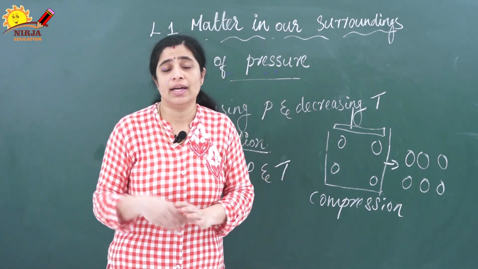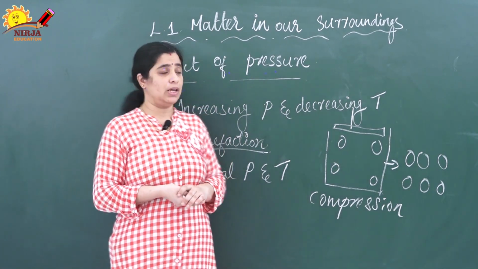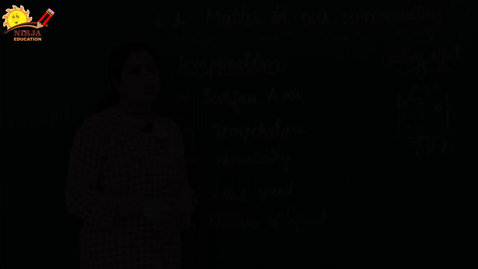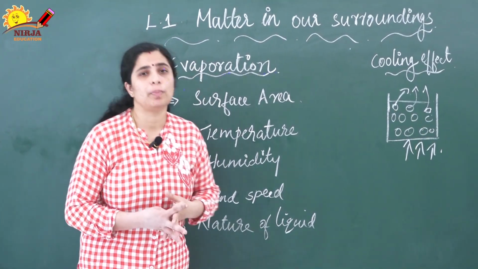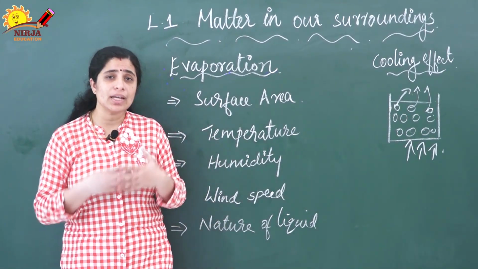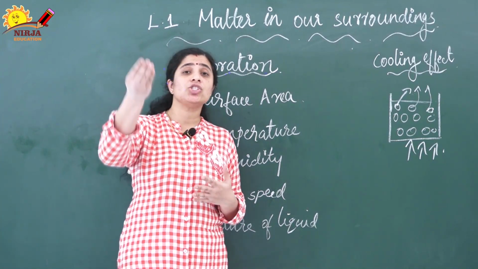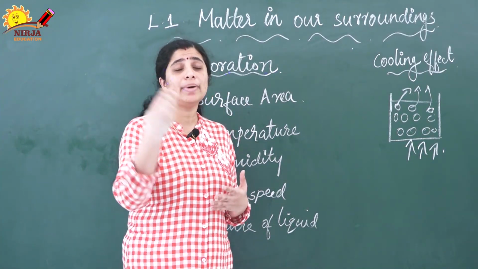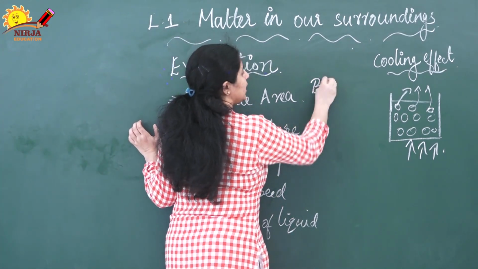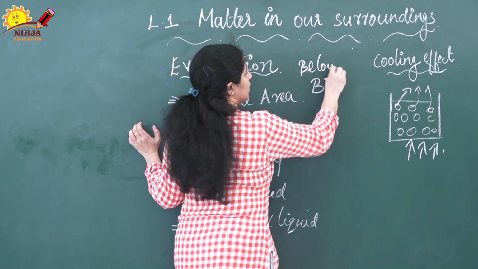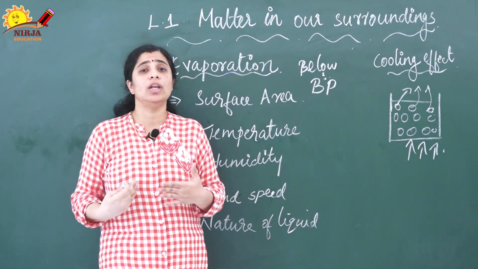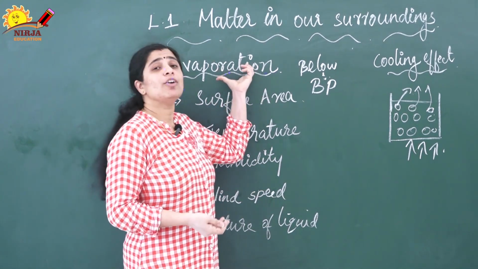Next we will go to the next topic, that is evaporation and the factors affecting evaporation. I think all of you know what evaporation is. What is evaporation? The phenomenon in which a liquid changes into its gaseous state below its boiling point. You should be careful: below its boiling point. The liquid changes into gaseous state below its boiling point, that is known as evaporation.